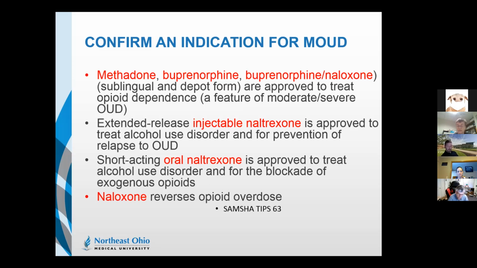The one thing to take away is that oral naltrexone doesn't work well for opioid use disorder. It's approved to treat alcohol use disorder and for the blockade of exogenous opioids, but that's not enough to treat opioid use disorder. Naloxone is the other medication we use, and that's the one that reverses an opioid overdose temporarily.